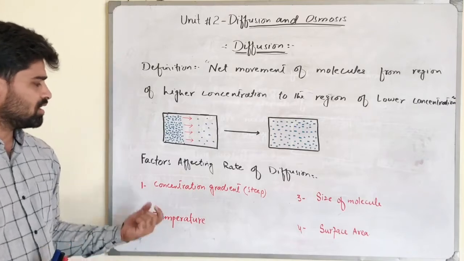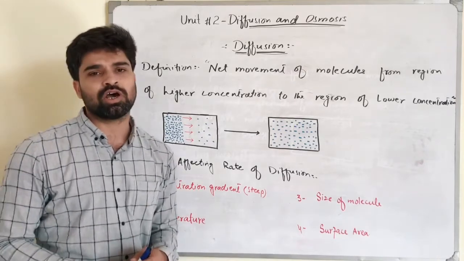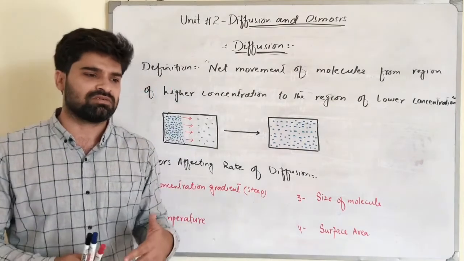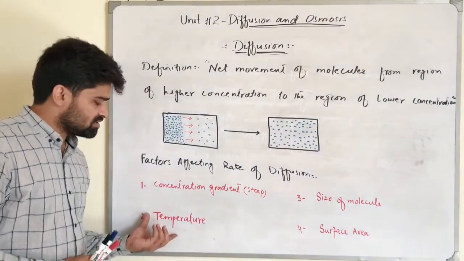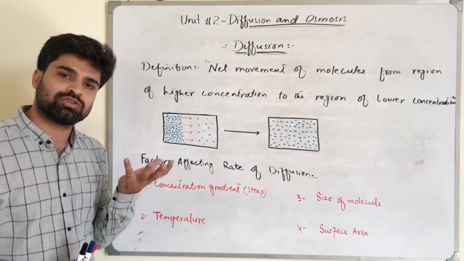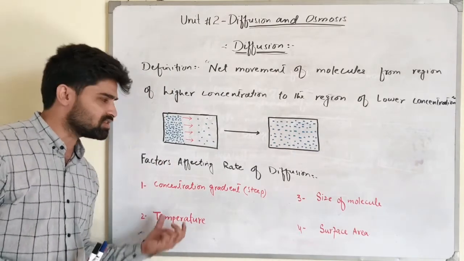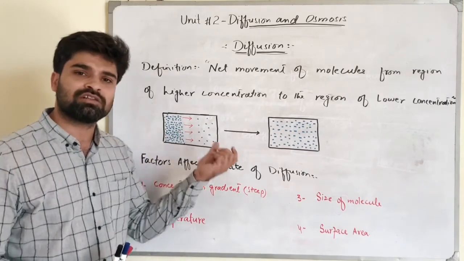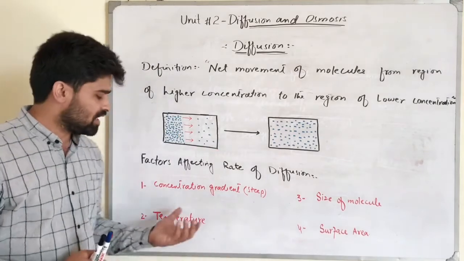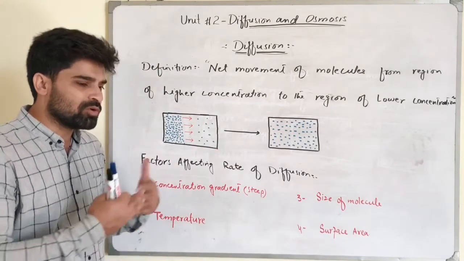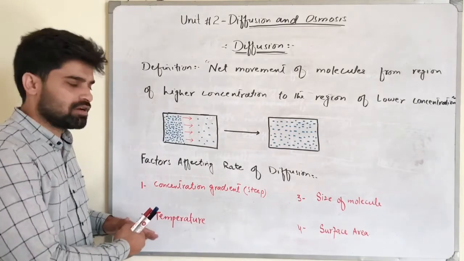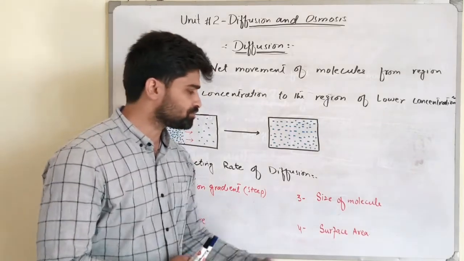The second factor is the temperature. As we all know, molecules move at random at a particular speed. As the temperature increases, the kinetic energy of the molecules will also increase. So the diffusion rate will also be high, and they will tend to move faster. This is how temperature affects the rate of diffusion.